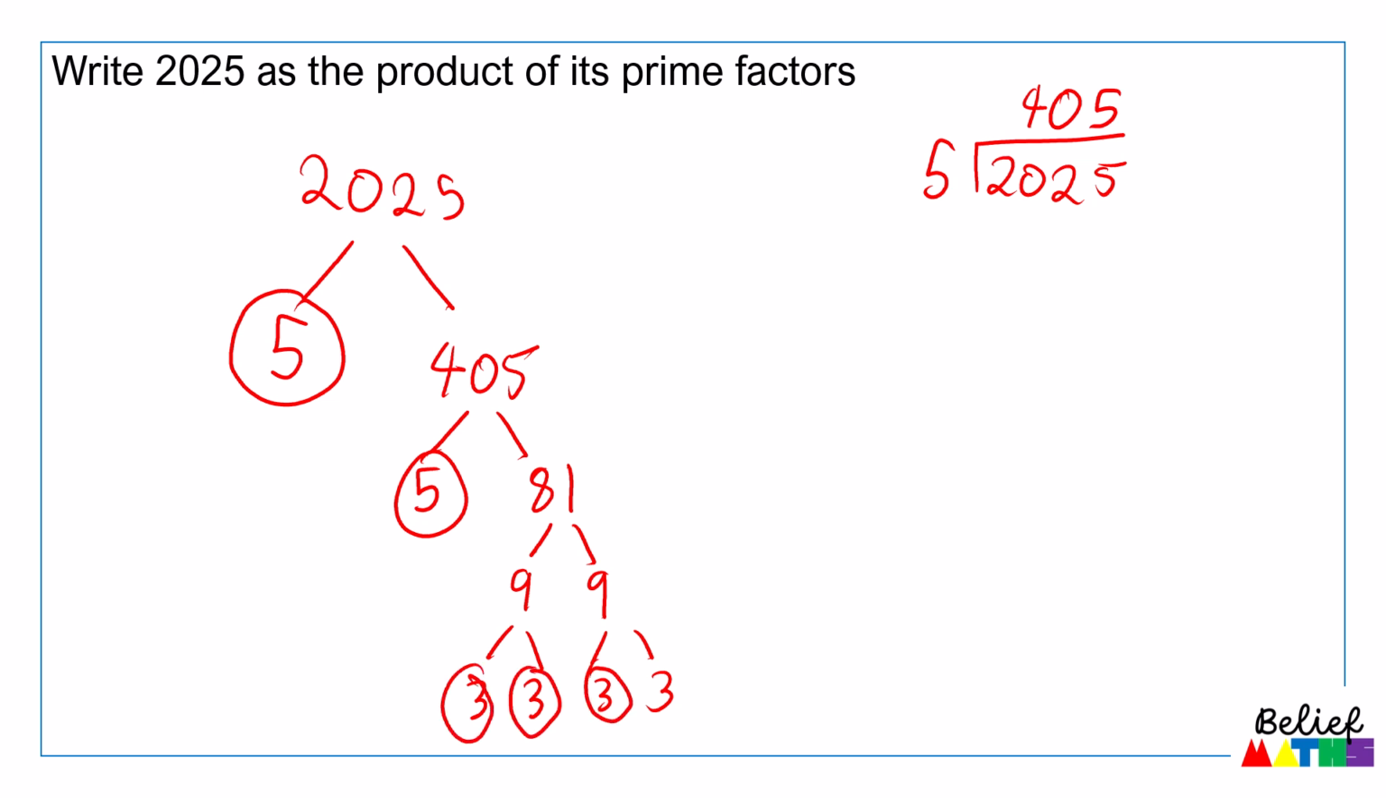Now writing that as its product of prime factors, remember product means multiply. So we're going to have 3 to the power of 4 multiplied by 5 to the power of 2, because there are 4 3s that we've circled and there are 2 5s, and that's 2025 as the product of prime factors.